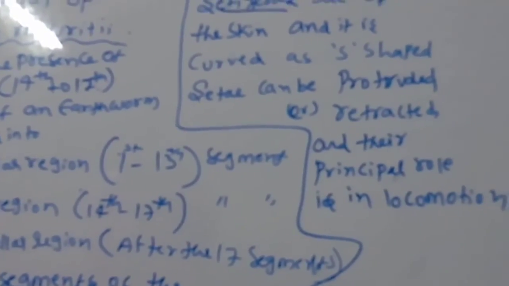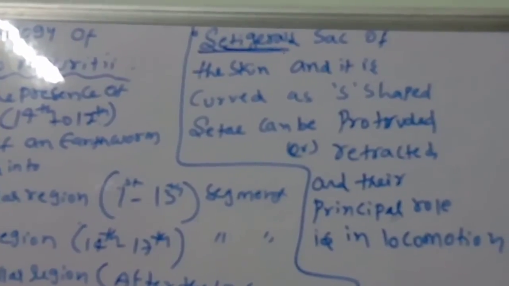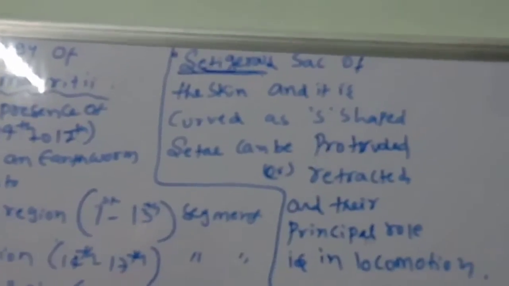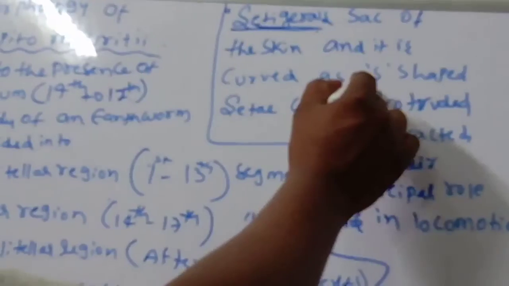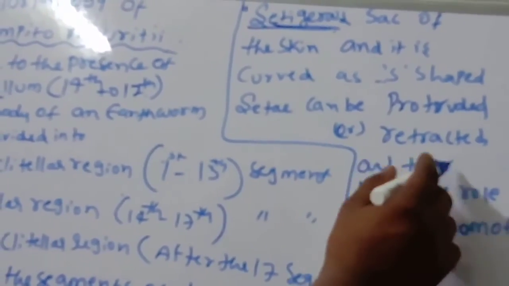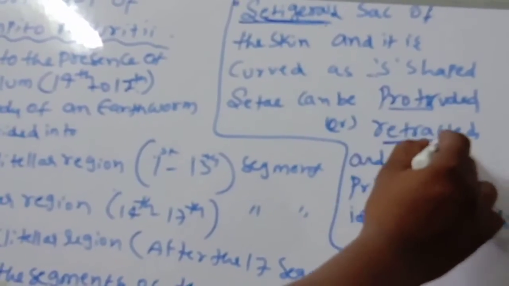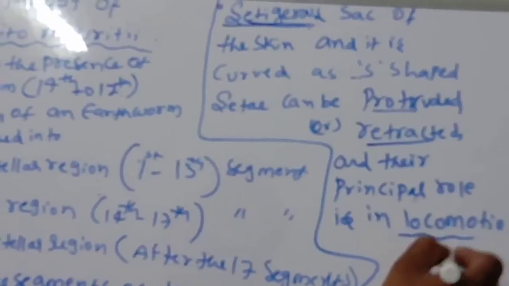Okay, children, very important. The setigerous sac of the skin is a sac-like structure. From that sac, this body setae will arise. It is curved in an S shape. Setae can be either protruded or retracted. What is the role of setae? Helpful in locomotion. Okay, children, listen carefully.